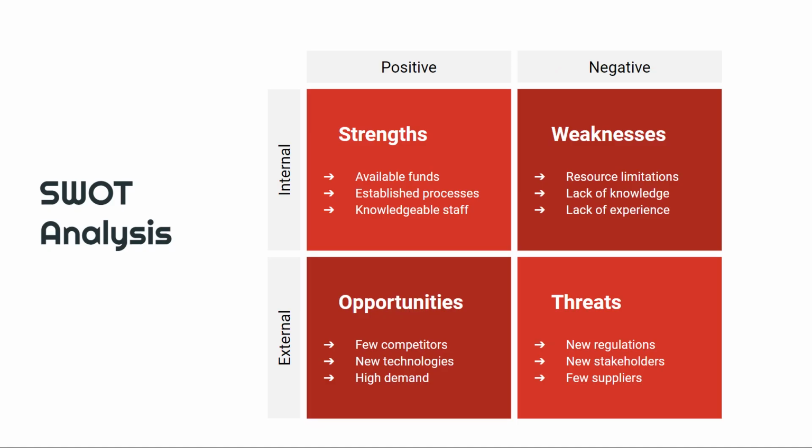SWOT analysis stands for strengths, weaknesses, opportunities, and threats. We usually use the SWOT analysis in order to assess a project idea or business idea. Strengths are positive and internal elements, such as having good knowledge, good skills, good processes, a lot of funding. All of these are considered strengths.